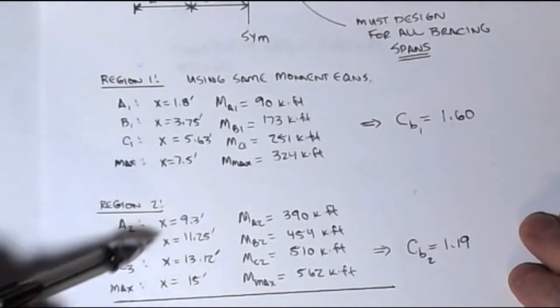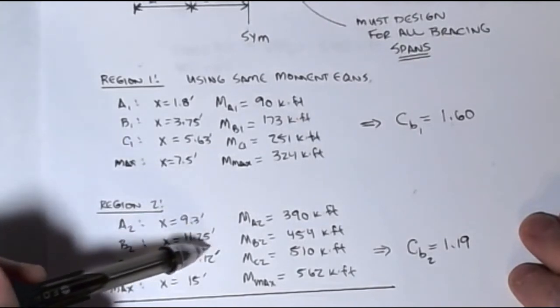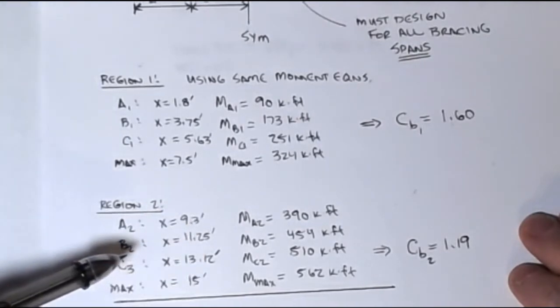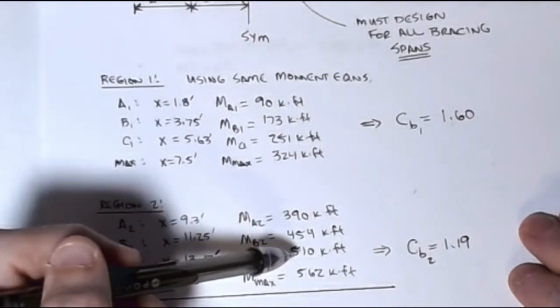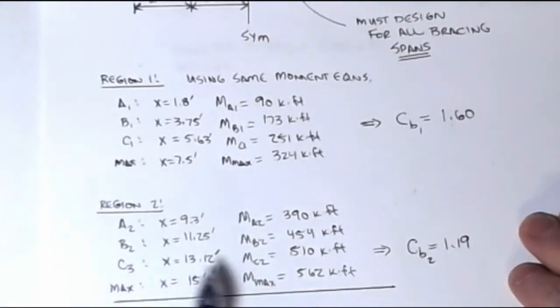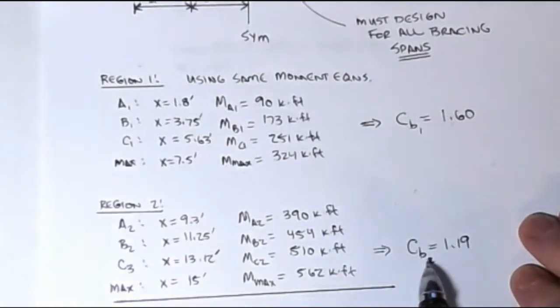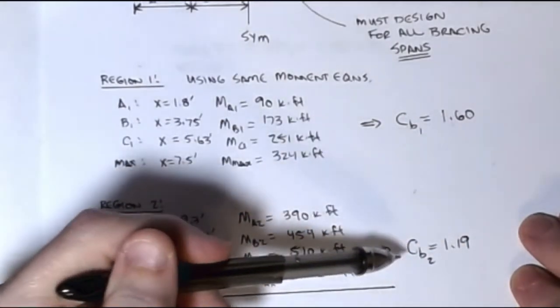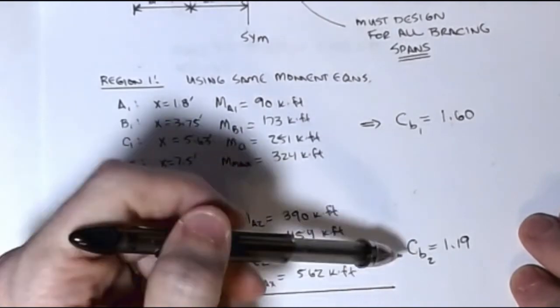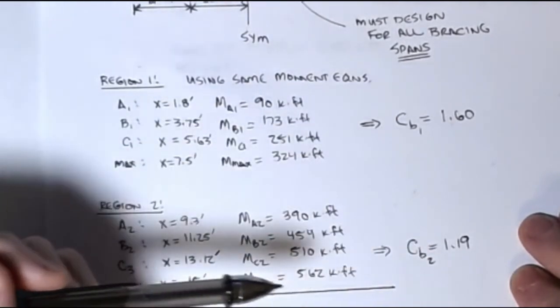Now X is 9.3, 11.25, 13.12, and the max is at 15. Your moments are 390, 454, 510, and 562. If I plug those into the CB equation, you can see that the CB is actually 1.2. It's actually somewhat less, and it's these smaller CB values that are generally the most severe. But again, we don't know.